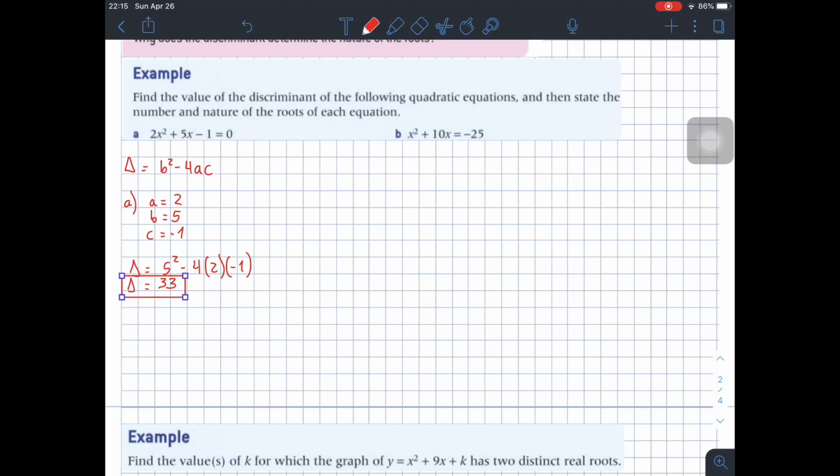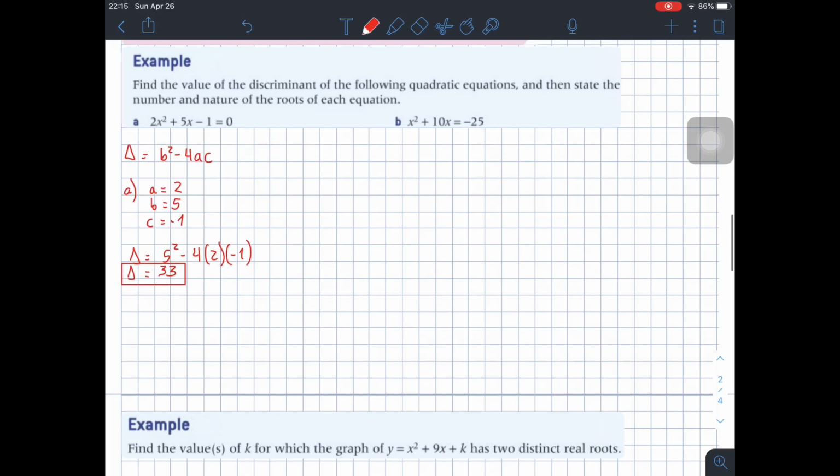But then we're asked to then state the number and nature of the roots. As the discriminant is greater than 0, it is a positive number, we'll have 2 roots, right? This equation will have, let me write that here. Say the number and nature. So we will have 2 distinct real roots. Okay, and this would be the second part of the answer. Okay, so that's it for part A.